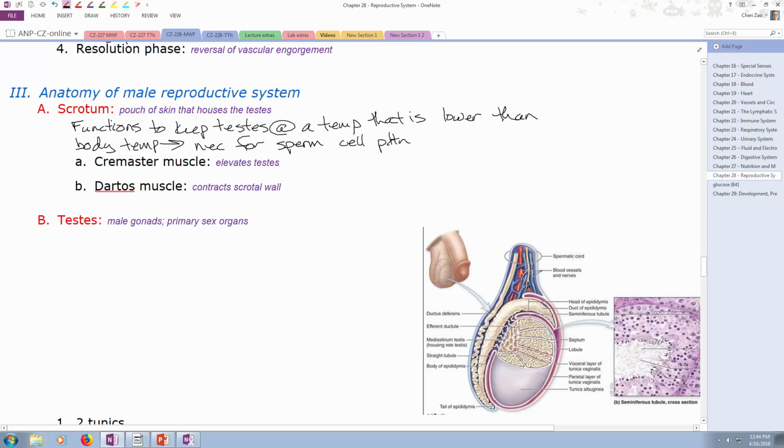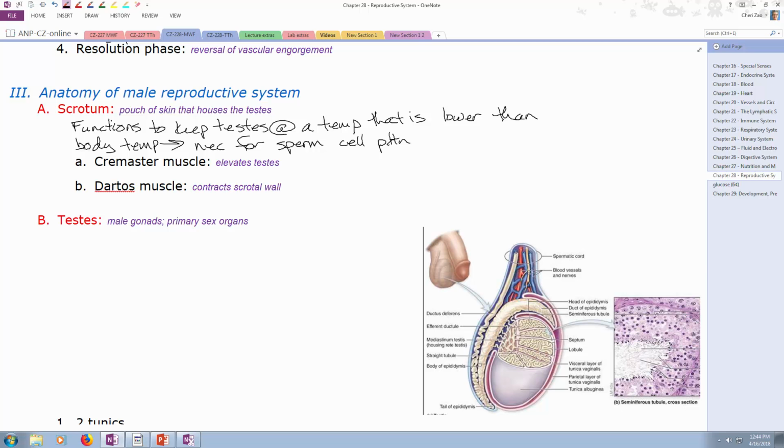So in order to make sperm cells that can fertilize an egg, the testes need to be outside of the body cavity, because they originated inside the body cavity. They need to be outside where it's cooler, and that's what the scrotum is for. Keeping them close by, but not too far away, because we have to have some body temperature. It's just a couple degrees cooler than inside.